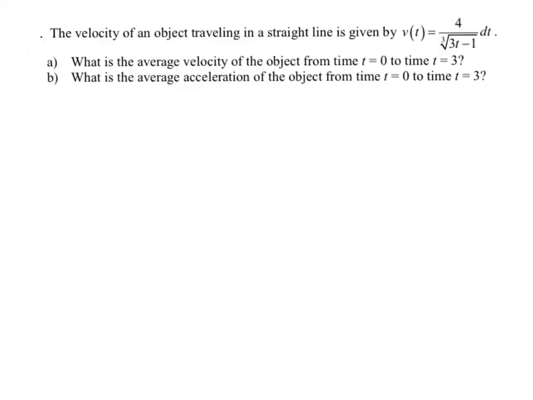All right, next question. Instead of a tabular question, we have a nice function here. The velocity of an object traveling is given by this function. Part A, what is the average velocity of the object from t equals 0 to t equals 3? All right, so let's slow down here.